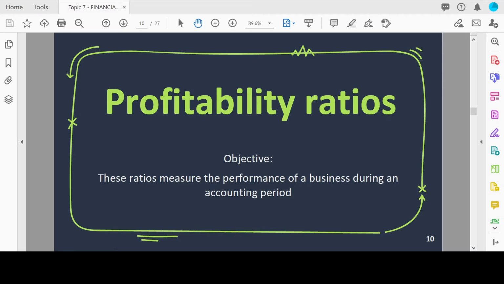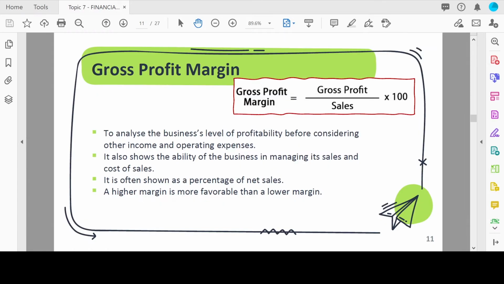Profitability ratios measure the performance of a business during an accounting period. There are two ratios that we are going to use here. The first one is gross profit margin and the other one is net profit margin. The formula for gross profit margin is gross profit divided by sales times 100, because we're going to present it in percentage. This is to analyze the business level of profitability before considering other income and also operating expenses.